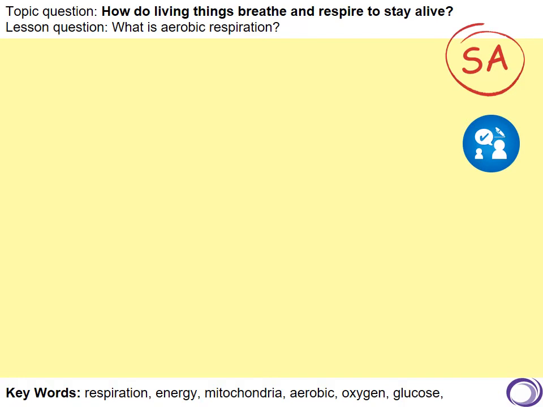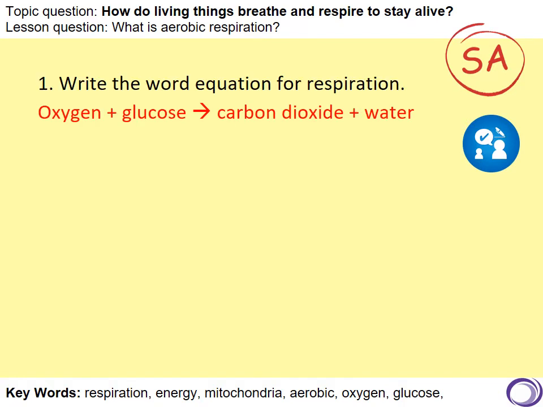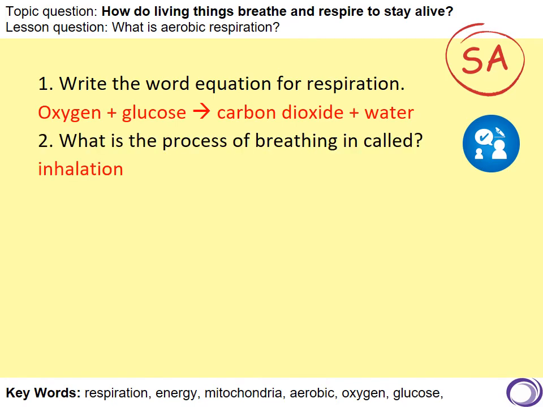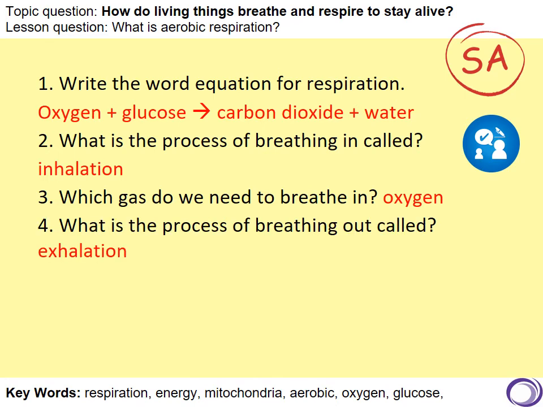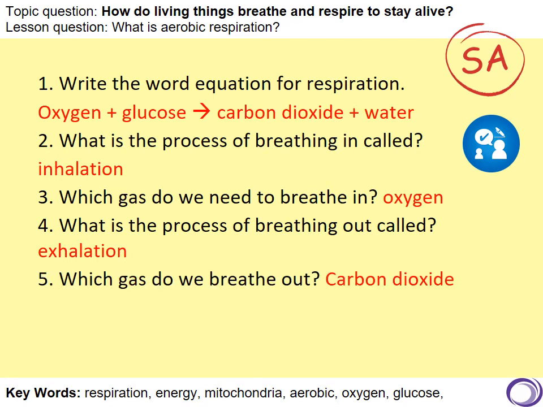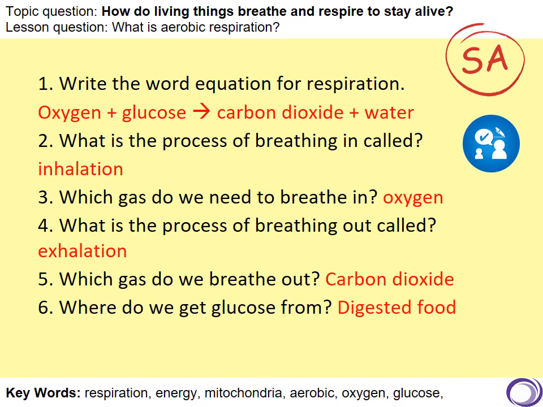How did you get on then? Let's have a look. So the word equation for respiration is oxygen plus glucose going to carbon dioxide plus water. The process of breathing in is inhalation, and the gas that we need to breathe in is oxygen. The process of breathing out is exhalation, and the gas that we need to breathe out is carbon dioxide. And finally, the glucose in the equation comes from digested food, and particularly carbohydrates.